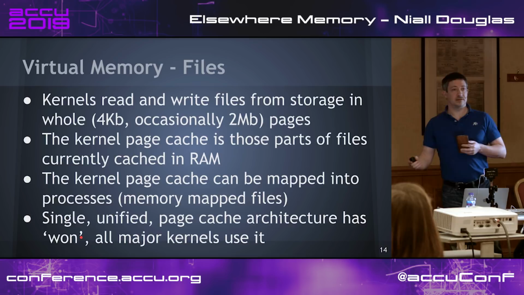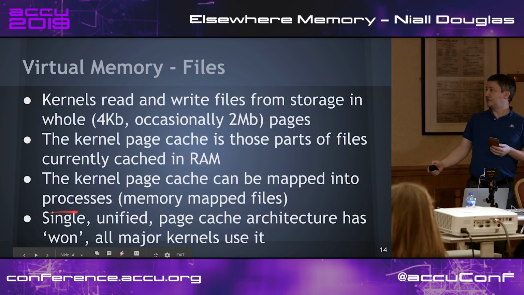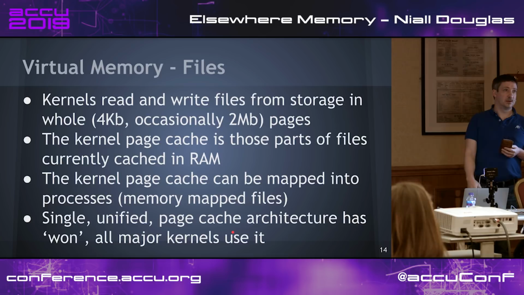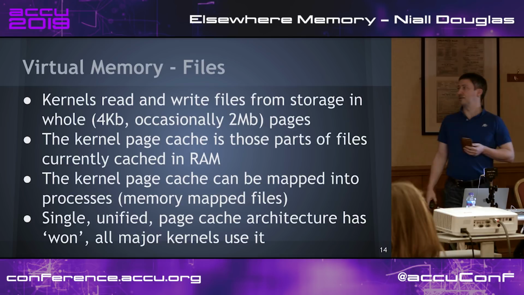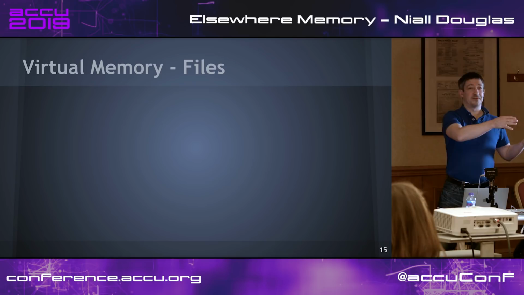Every single major operating system has a single cache for everything. It's won. No doubt about it. I'm just thinking Unix and NetBSD are the only two that I can think of with any significant user base which don't have that yet. And that's only because in Unix you can turn it off. So they want to be able to turn off memory mapped files, but keep file system caching turned on.